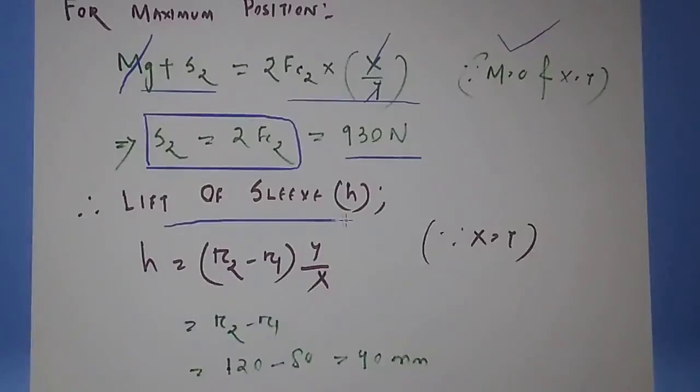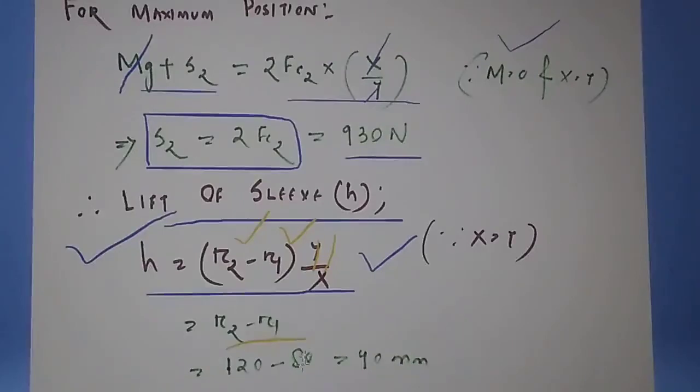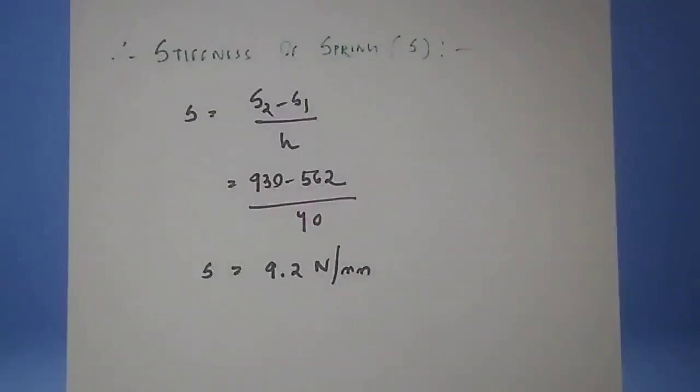Now the lift of the sleeve H is equal to R2 minus R1 into y by x. There is a separate video lecture on this, and the link is given in the description below. You can see how we have determined this value. It is very important and the most basic one. So H is equal to R2 minus R1 into y by x, and y is equal to x, so it cancels out. So R2 minus R1, that is 120 minus 80, and these dimensions are in mm, so H is in mm. You can keep it in meters also.